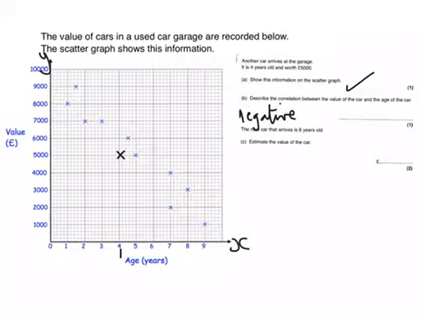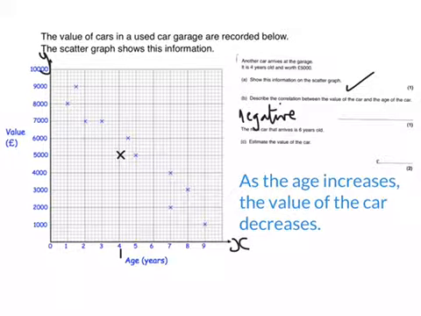However, it says describe, so I need to say what does that mean? What it wants me to say is, as I go along here, as the age gets older, what happens to the value of the car? As the age increases, the value here is going down, the value of the car decreases. And that's what I would write. As the age increases, the value of the car decreases. And I've written it underneath so you can actually read it. So that is part B.